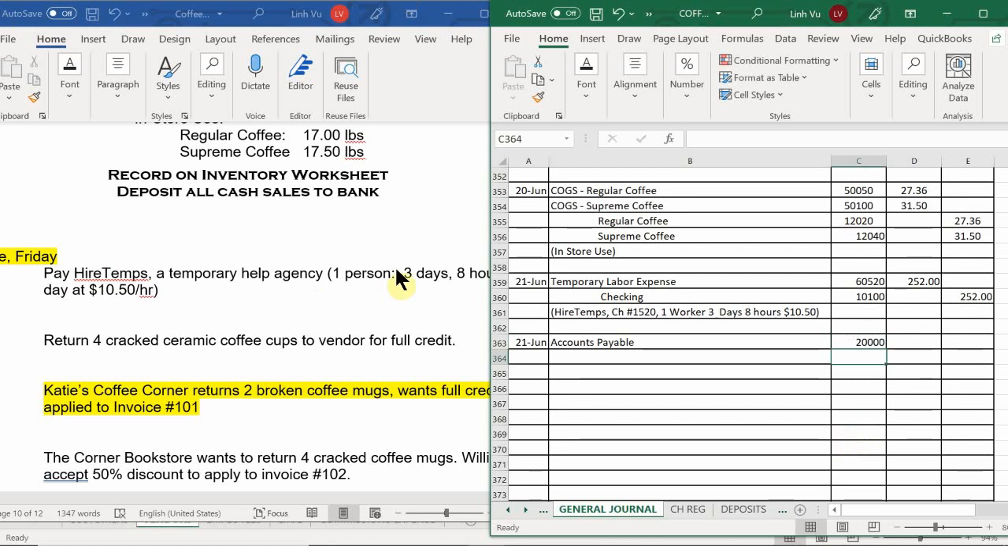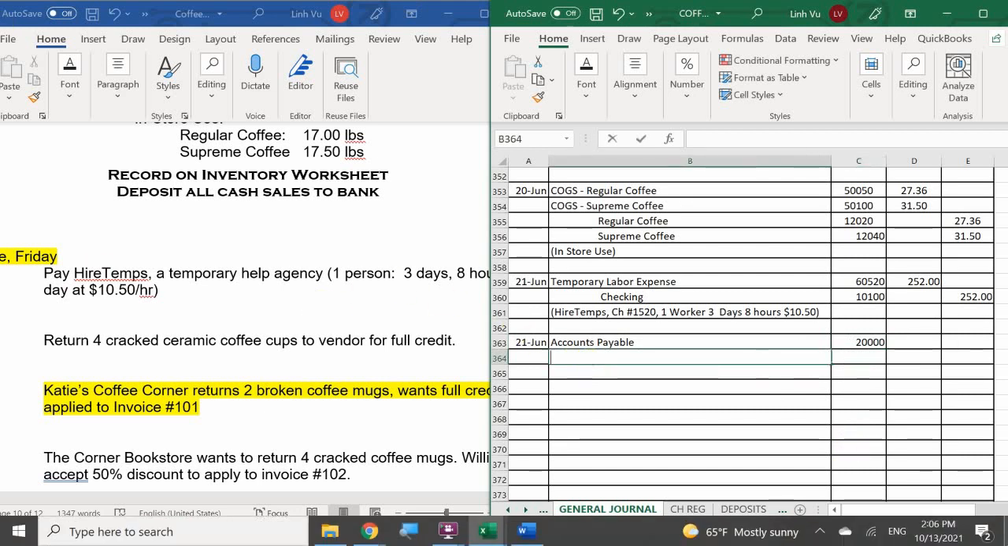Now, all right. So in this case, we have that, and then we have a purchase returns and allowance. Purchase returns and allowance is a contra account. Contra, yes. It's a contra account to purchase expense. It flows in the opposite direction. Mm-hmm. Accounts payable.